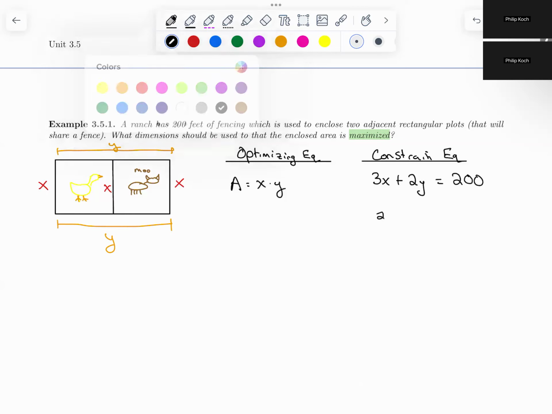So I'm going to get 2y is equal to 200 minus 3x. That tells me y is equal to 100 minus 3 halves x. Yeah, we have to deal with one fraction, but you're going to have to deal with fractions either way. And this time we only have to deal with one. But it's fine to do it the other way too.